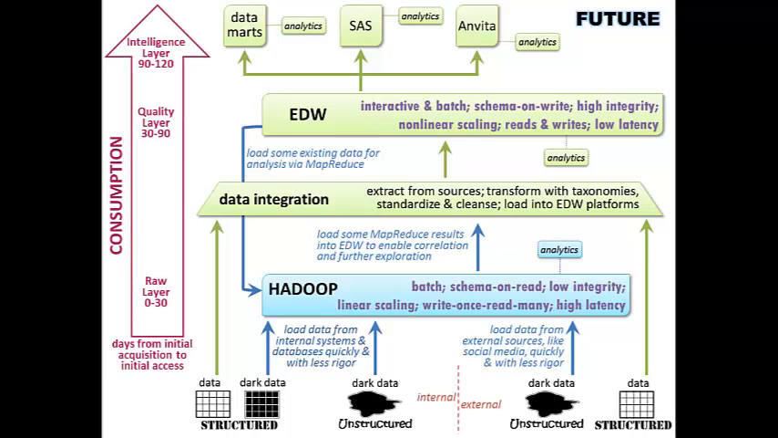When we look at a consumption timeline, the number of days required to go from the initial acquisition of the raw data to analyzing the data is much less when using Hadoop, which is another major benefit. Time to market is quicker because the data is dirty. It hasn't been cleansed, standardized, and transformed.